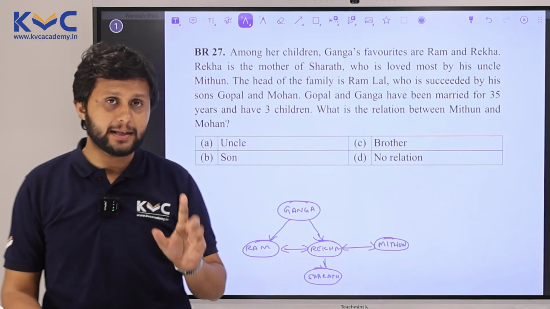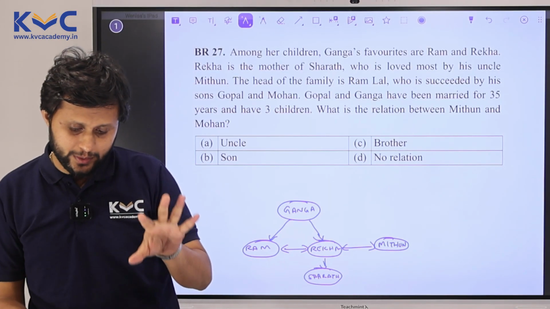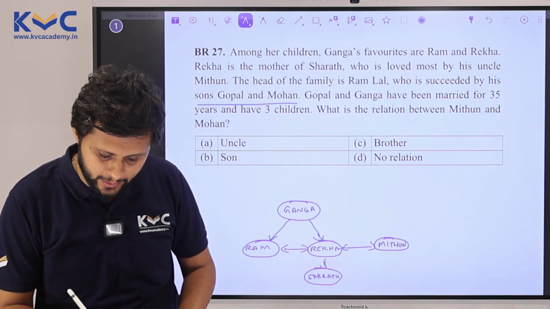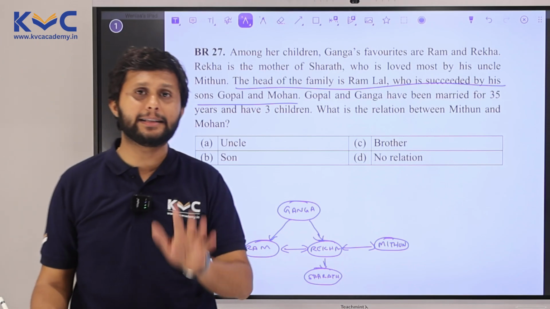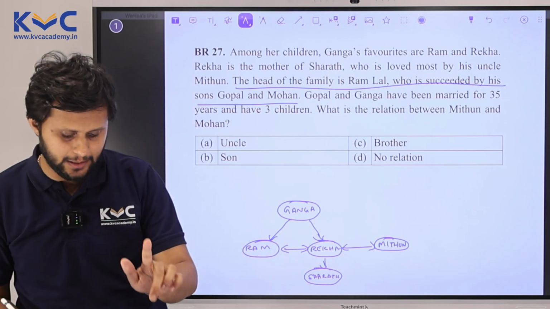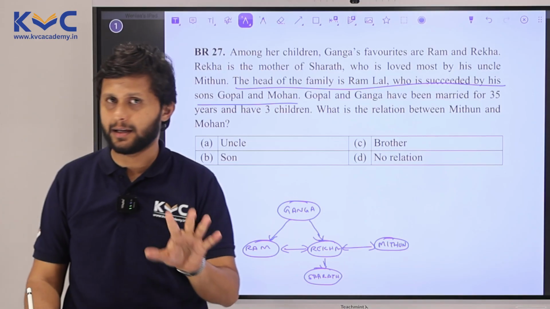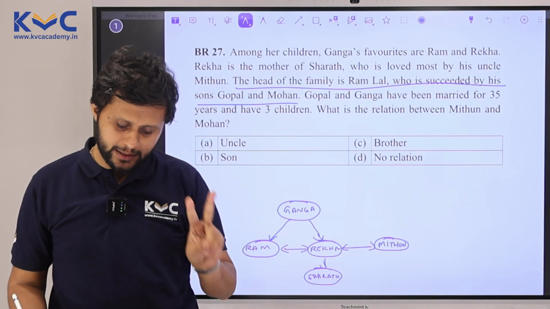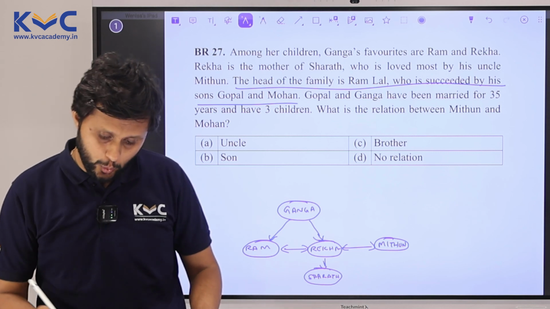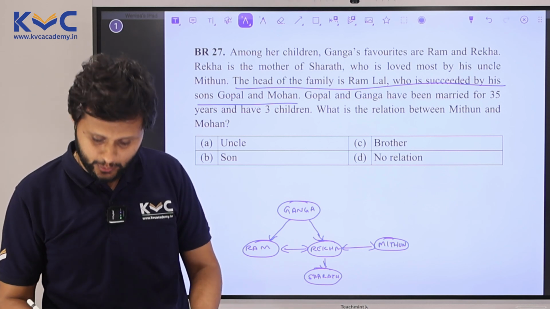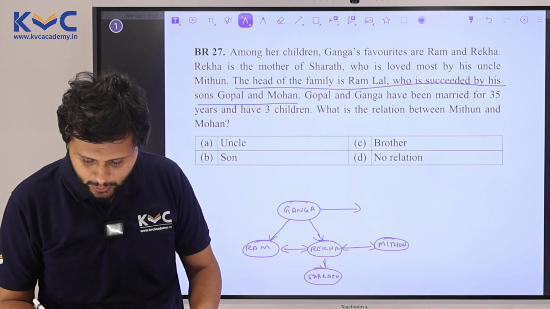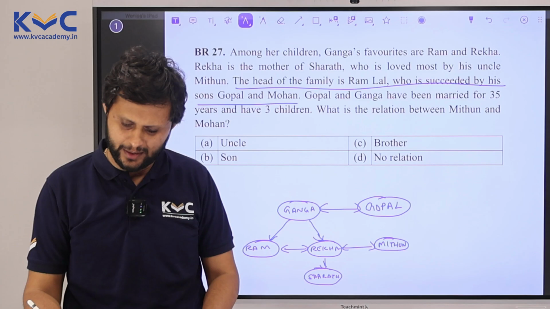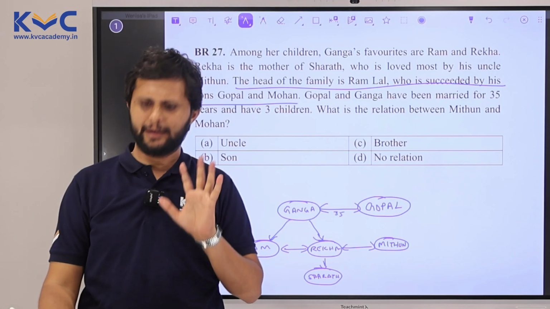The head of the family is Ramlal. I don't know where he is. Who is succeeded by two sons, Gopal and Mohan. So we are skipping this line for the time being, because I don't know where Ramlal is. I don't know if Ramlal is Ganga's husband also. But we need to see. He's the head of the family, but he has two sons, Gopal and Mohan. Gopal and Ganga are married. So Ganga is here. Gopal should be here. Gopal is married to Ganga. How many years? 35 years, which may not be relevant in this case.